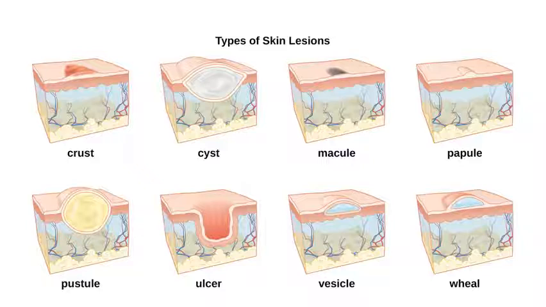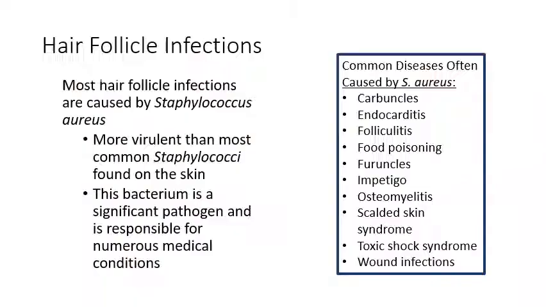A cyst is going to be a little bit deeper, and it's a pocket of material that's underneath the surface of the skin. Macules and papules are pretty superficial. Vesicles and wheals are similar in structure, but these are almost like swellings that are just underneath the surface of the skin. A pustule is one that's going to be filled with pus underneath the surface.